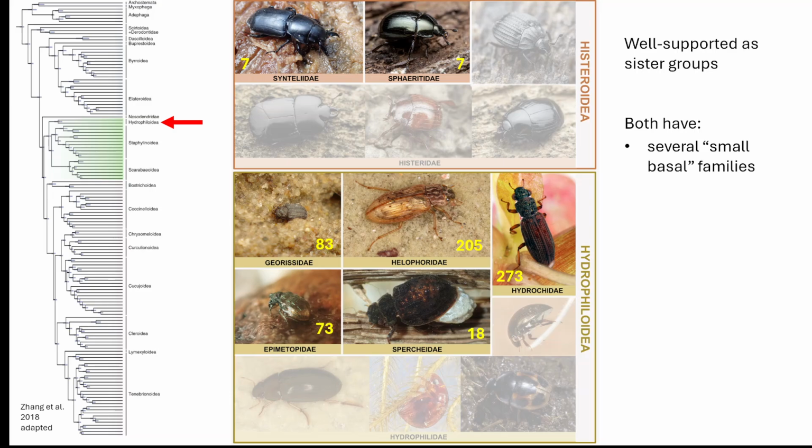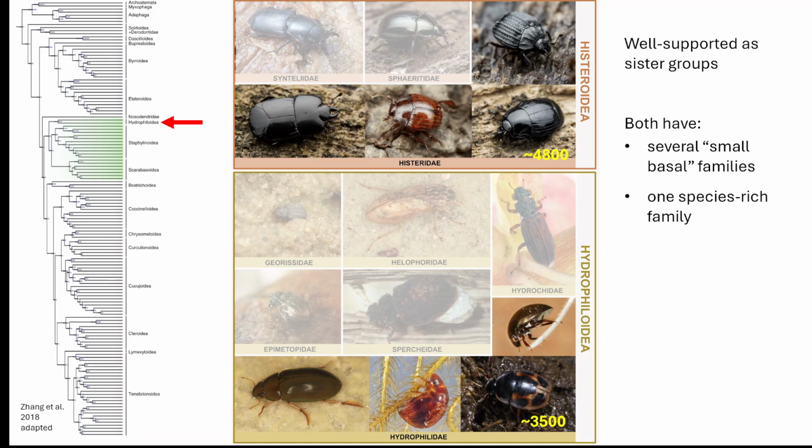In Hydrophiloidea, there are five smaller families. You can see that except for Spercheidae, which have only 18 species, the others have a little bit more. They are a little bit more species diverse than the histeroid small families, but still they don't really reach 300 species. In contrast to these tiny species-poor lineages, there are two big lineages with thousands of species. In Histeroidea, it's Histeridae naturally. In Hydrophiloidea, it's Hydrophilidae naturally.